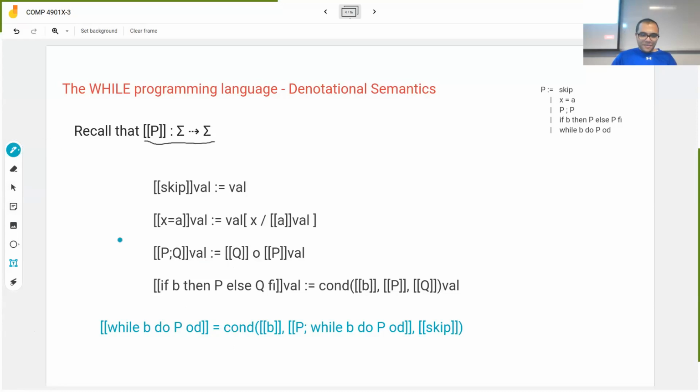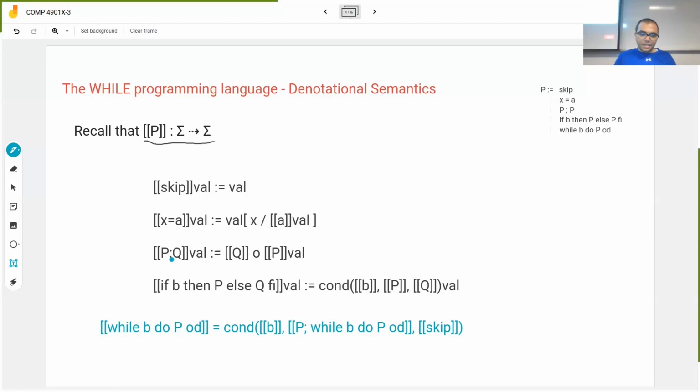Okay. So you see, now I'm getting mathematical definitions for what my programs mean. And I don't have to write rules. I can just write inductive ways of finding the meaning of a program based on the meaning of its subprograms.